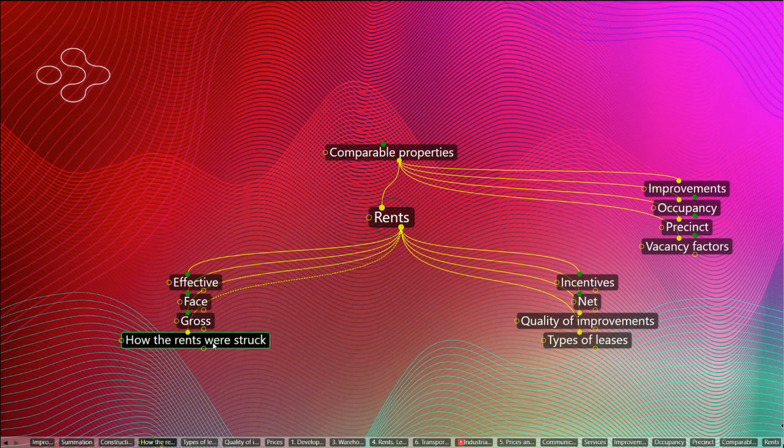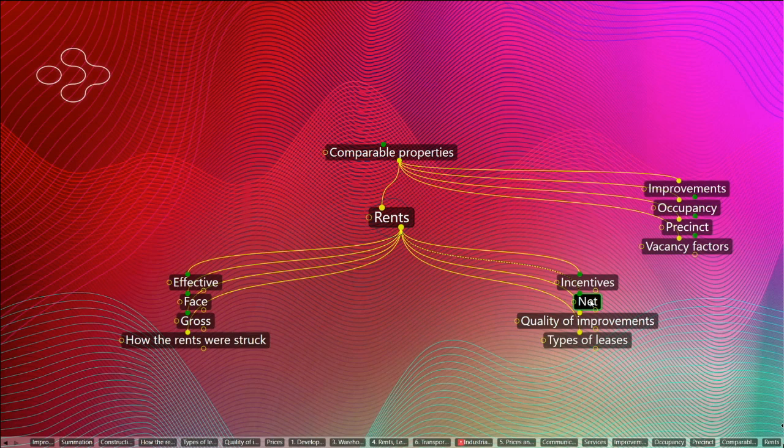You should understand how the rents were struck in that comparable property, whether the rents were struck under true market conditions or whether they were a product of some fixed escalation, such as a percentage review. And you will need to know about incentives that apply in those comparable properties. The incentives could be rent-free, discounted rent over time, perhaps some fit-out money, perhaps some cash. Of course, there is a net rent that you need to think about, how that net rent may work within the asset and whether it's appropriate for the market conditions, the precinct, the properties that you are comparing.